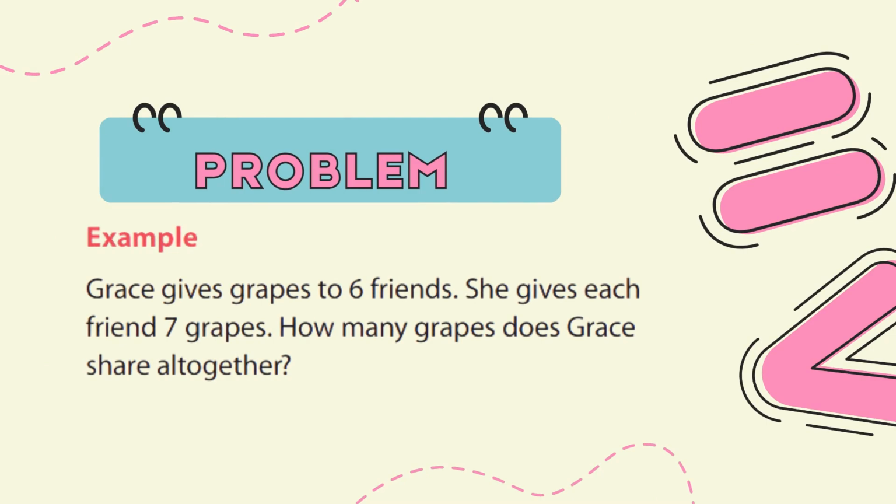Grace gives grapes to six friends. She gives each friend seven grapes. How many grapes does Grace share altogether? Let's read that again. Grace gives grapes to six friends. She gives each friend seven grapes. How many grapes does Grace share altogether?